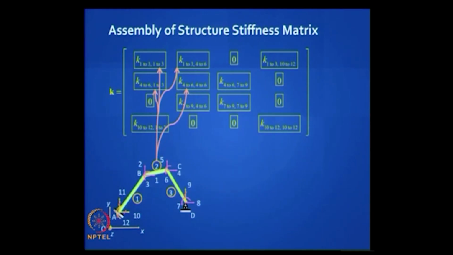And the last one will connect 4, 5, 6 and 7, 8, 9. Does it make sense? That's all. And in some places like 1, 2, 3, you will have 2 contributions, you just algebraically add them up because stiffnesses get added up. Does it make sense? That's all you have to do.